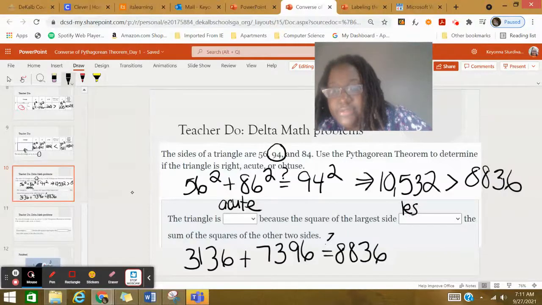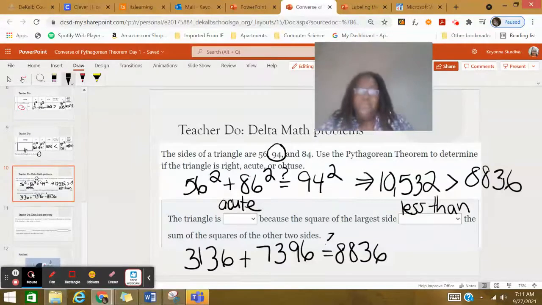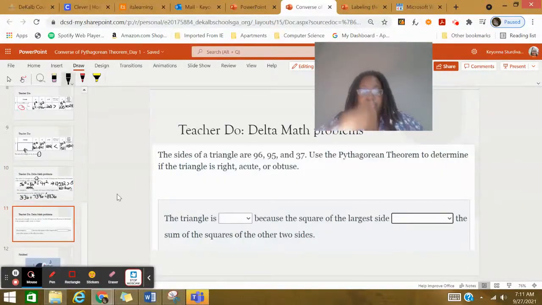Okay. So for those of you working on Delta Math, make sure that you are still simplifying. You're trying to see if a squared plus b squared is equal to c squared, or if it's less than, or if it's greater than. Okay. So that's how you would do it. And then just one more example. We had 96, 95, and 37.